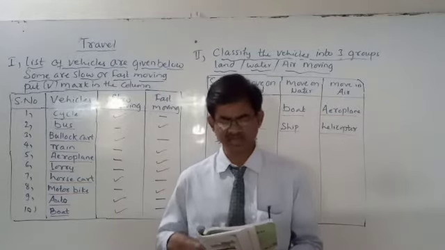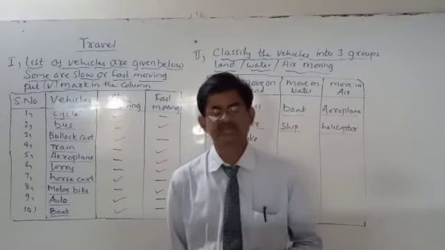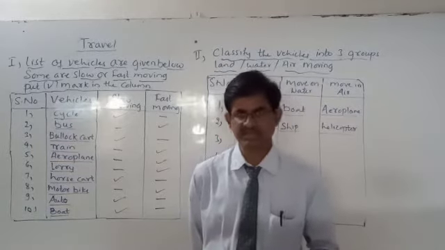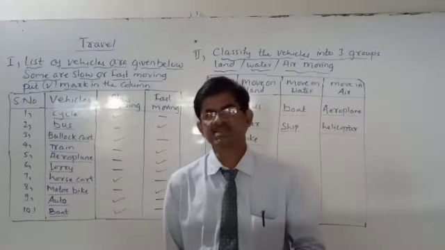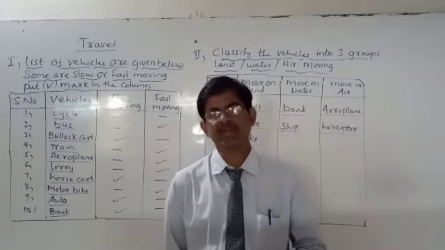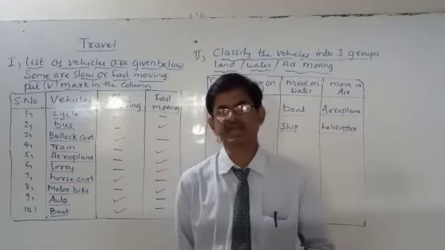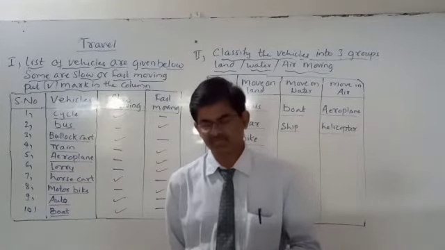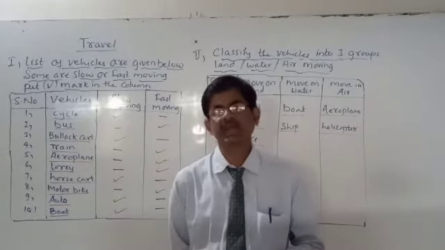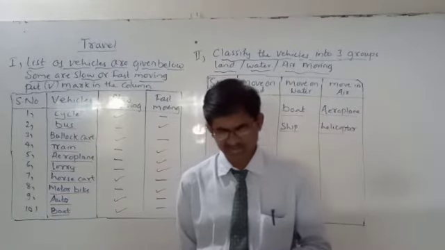moving and slow moving vehicles. Say again, vehicles are things that carry people and goods from one place to other. Goods means luggage or bags. Things that carry people and goods from one place to other place are called vehicles, because vehicles are carrying people and also luggage. So they are called vehicles.